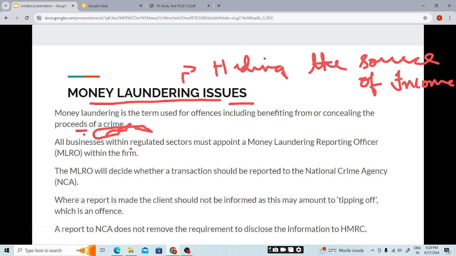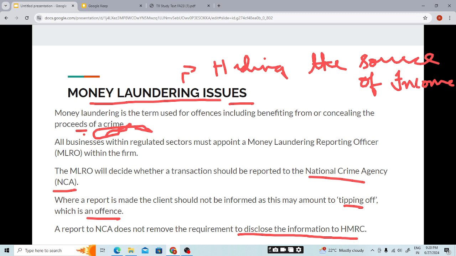All businesses within the regulated sector must appoint a money laundering reporting officer within the firm. The MLRO will decide whether a transaction should be reported to the National Crime Agency (NCA). Where a report is made, the client should not be informed, as this may amount to tipping off, which is an offense. A report to NCA does not remove the requirement to disclose the information to HMRC.